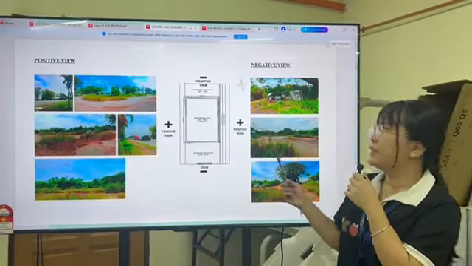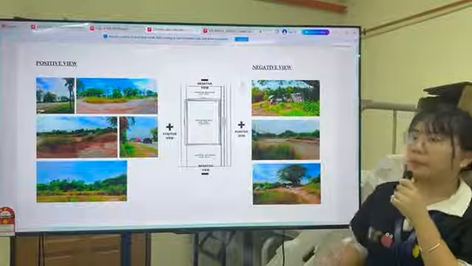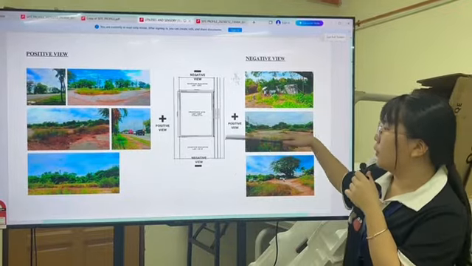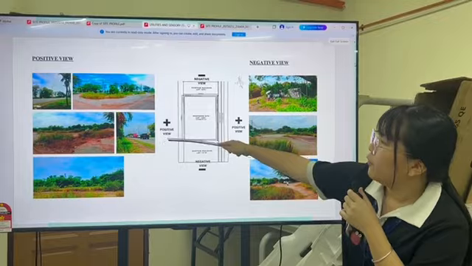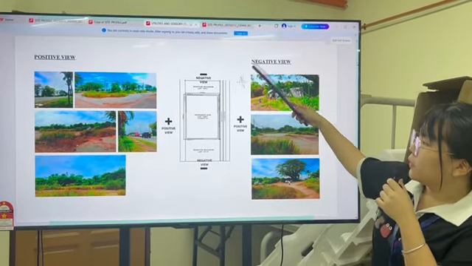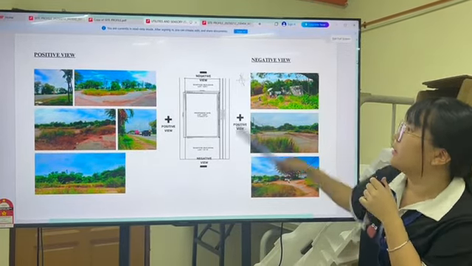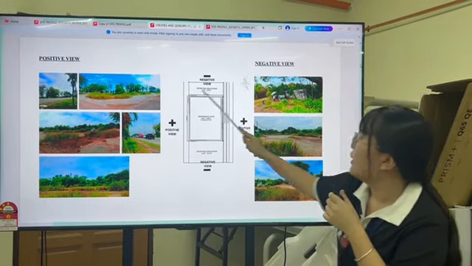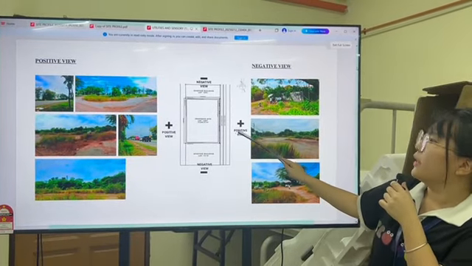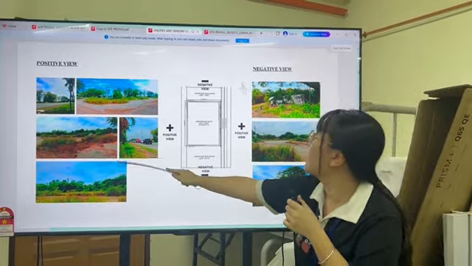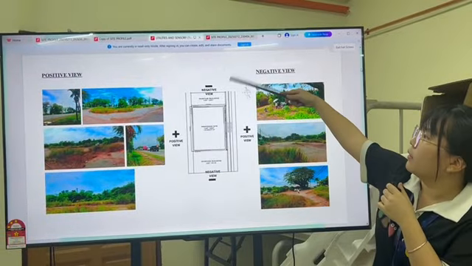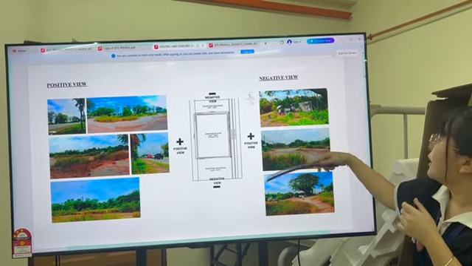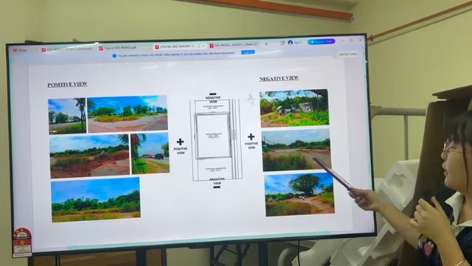Okay, so this one is the view of the site. We have determined that the positive view is at the left and right, and the negative view is at the front and the rear. So the positive view here is like this. Then the right is like this. The negative view at the rear is like here and here.